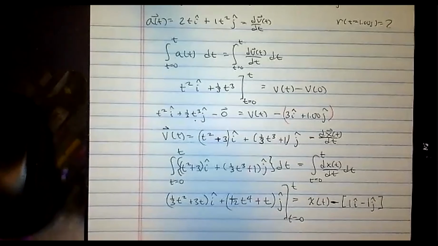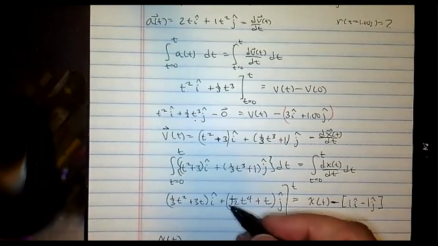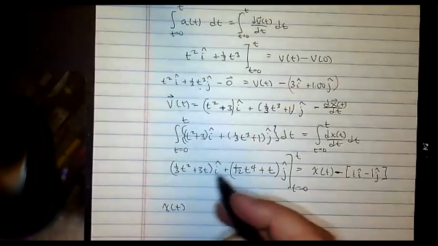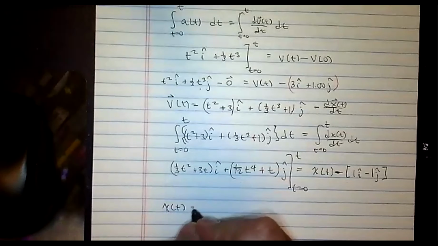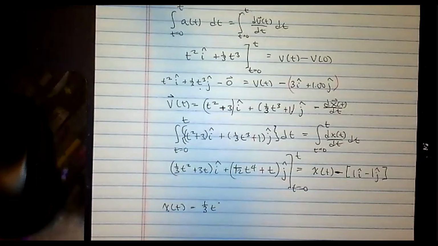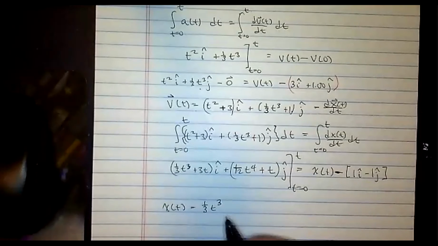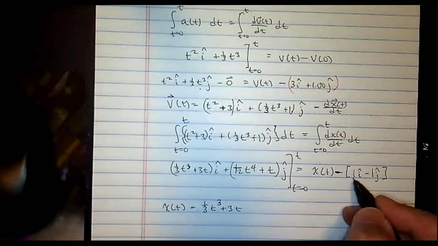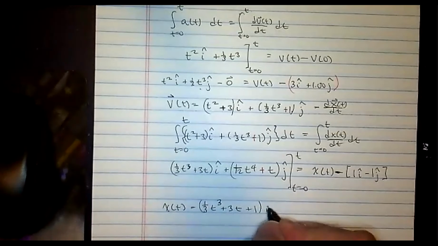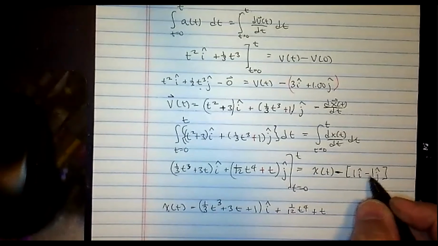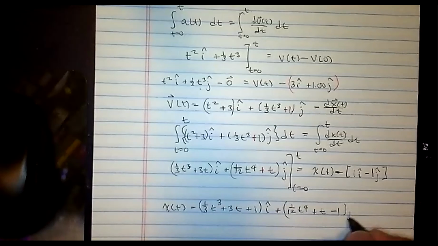But ultimately, what I'm going to get is x of t, which is this part right here. This is going to come to this side, and I'm going to get in the i hat component, since this will come to this side, it'll be plus 1. So I get equals 1/3 t, that was supposed to be a cubed. I don't know why I wrote a square there. 1/3 t cubed plus 3t plus 1 in the i hat direction. And then plus 1/12 t to the 4th plus t. Now this will become a minus 1 over here, j hat.